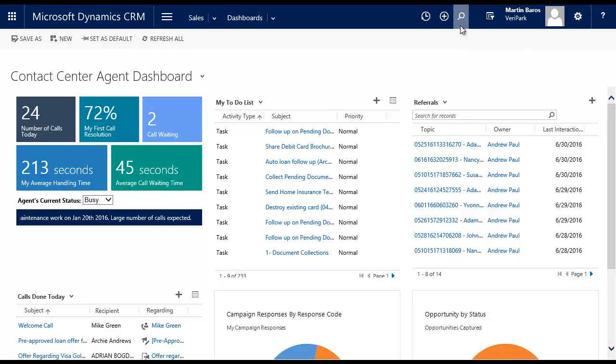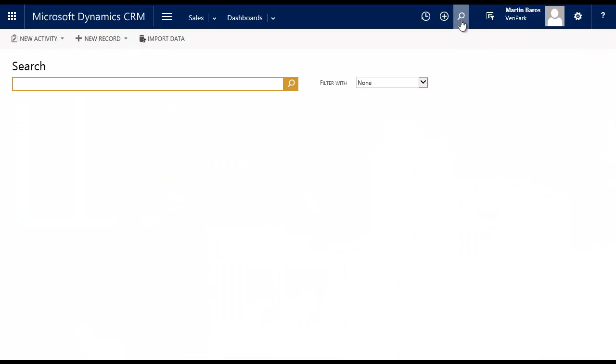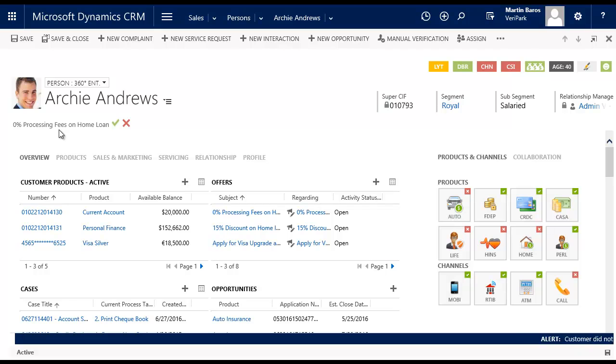When an agent receives a call from a customer, the single view of a customer pops up to show a consolidated view of a customer's relationship with the bank, which the agent can look into in order to know who's on the call. The agent speaks to the customer who wants to report a lost card.